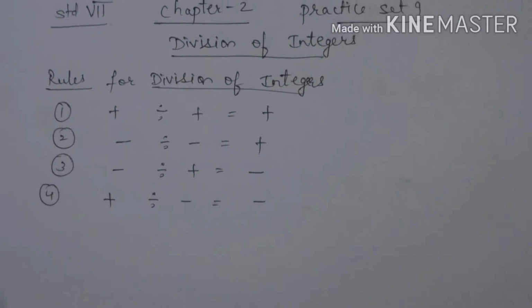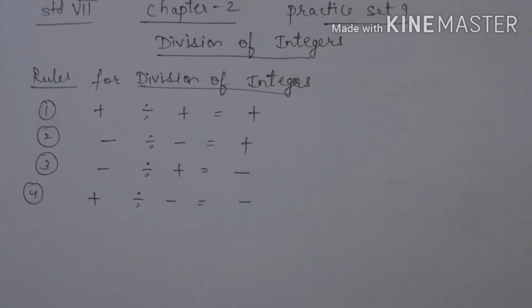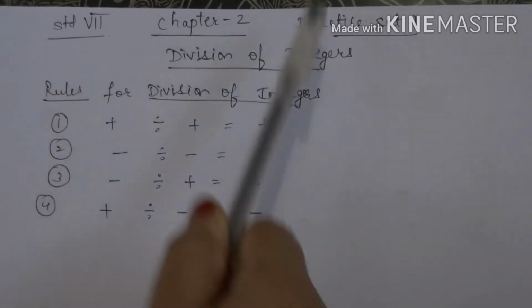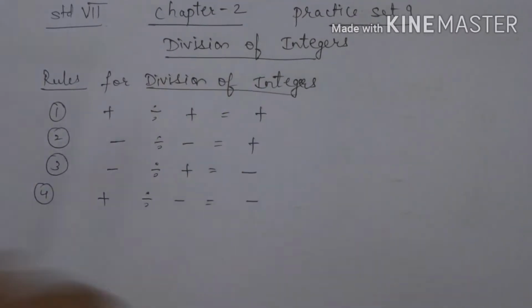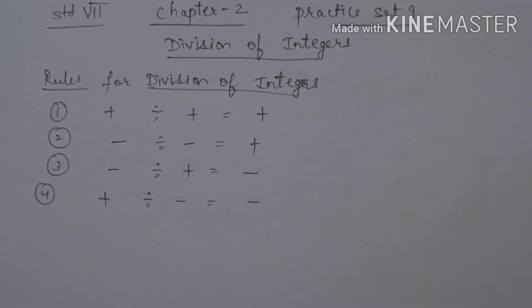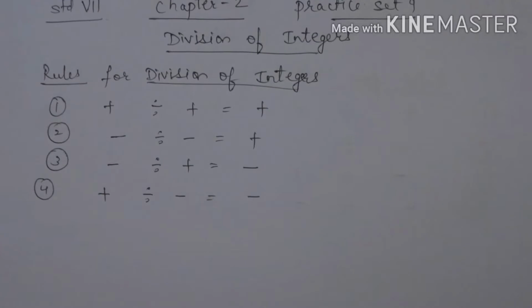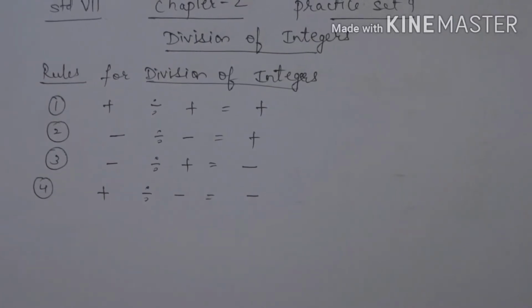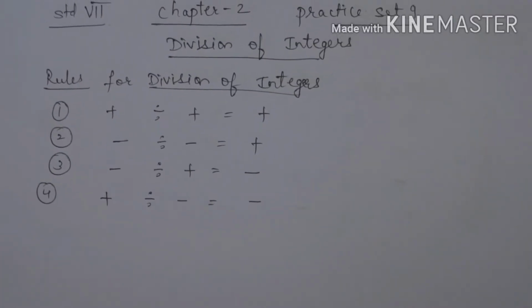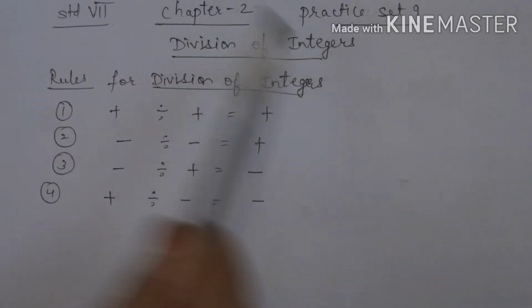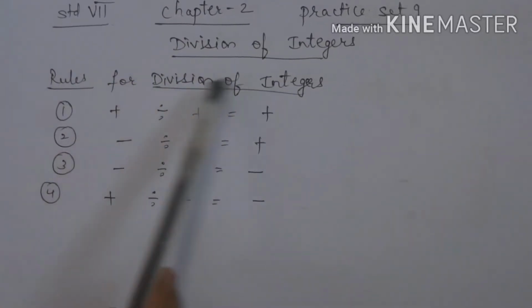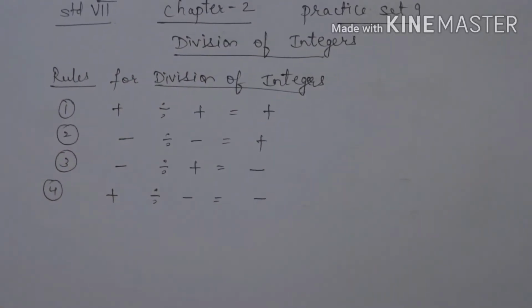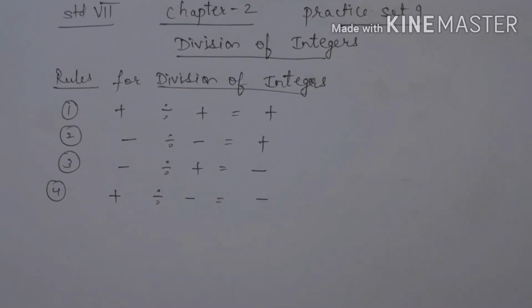Welcome students in our part 2nd lecture of chapter number 2, practice set 9, division of integers. In the part 1 lecture, we have studied about multiplication of integers, how to multiply them and its rules. Similarly, before starting with division of integers, let's see the rules. The rules are same like we have studied in multiplication of integers.